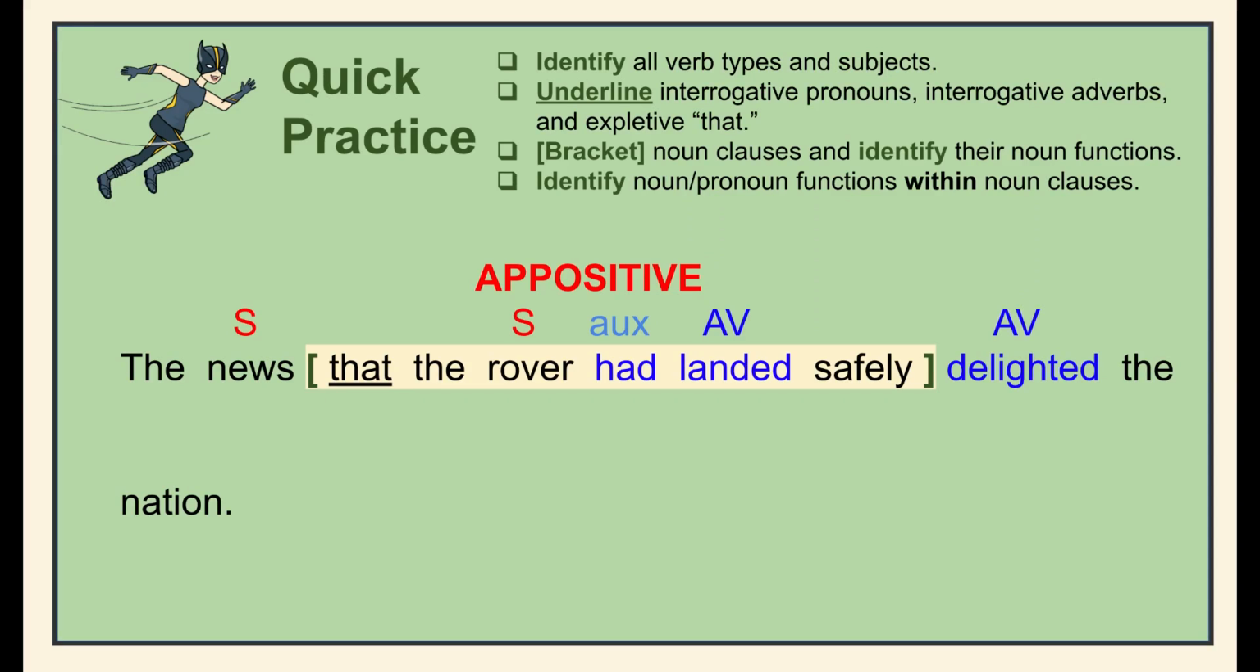In this sentence, the first verb phrase is had landed, with landed as an action verb and had as an auxiliary. Who or what had landed? The rover had landed, so rover is the subject. The second verb is delighted. Who or what delighted? The news delighted. So we have an independent clause interrupted by a dependent clause. This dependent clause begins with the expletive that, and the clause acts as an appositive, renaming the noun news.